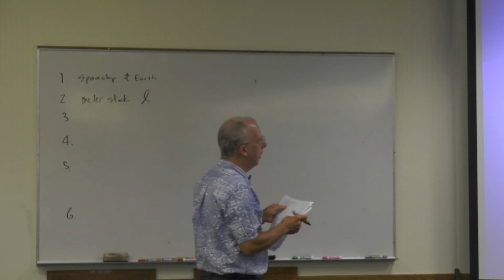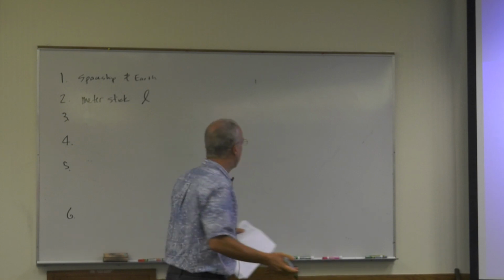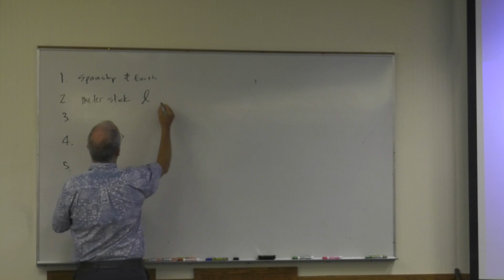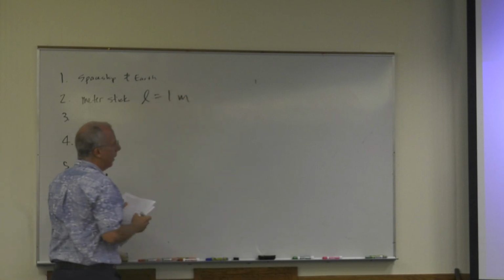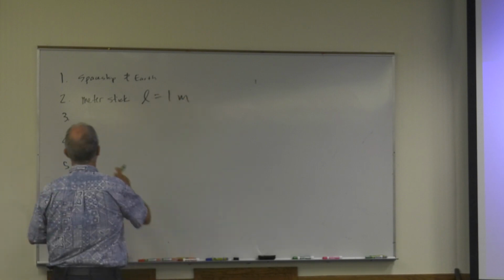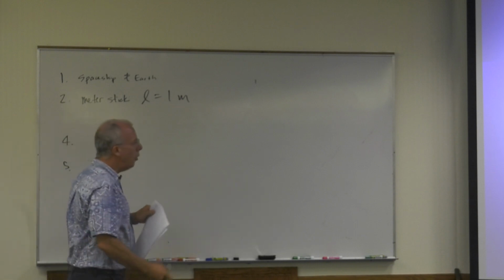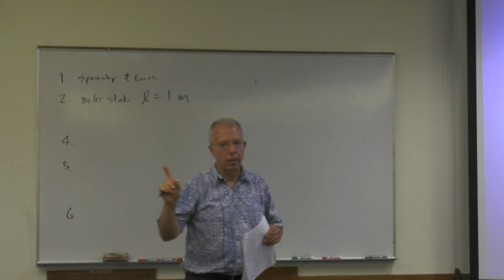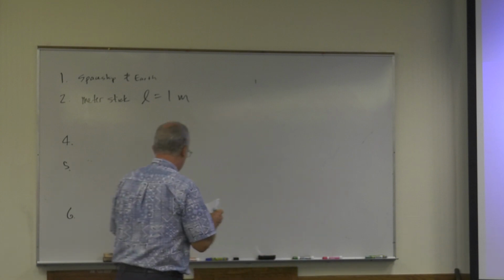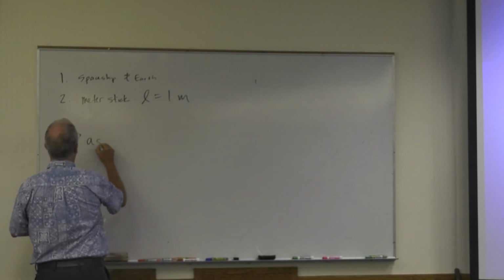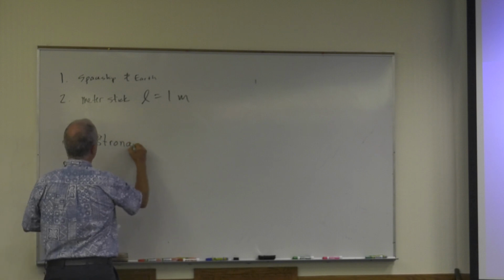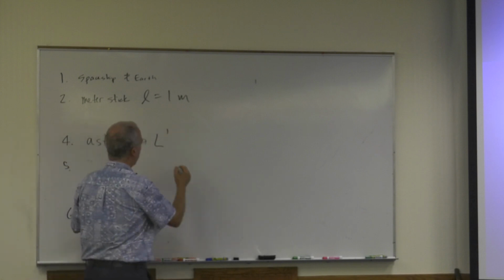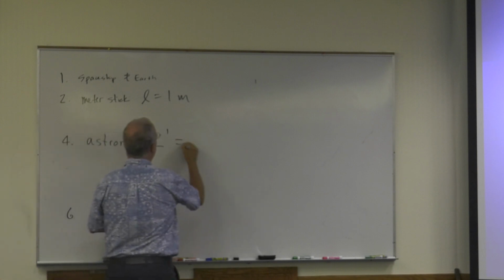And what is the proper length? Well, what's a meter stick? It's a meter. So, okay, so meter stick L, which is 1 meter. 3, I already said that, sorry. 4, who measures the contracted length? Well, remember, the meter stick is moving relative to the crew member, or the astronaut, right? So the astronaut measures the contracted length, L prime. And what is that? It's 0.8 meters.